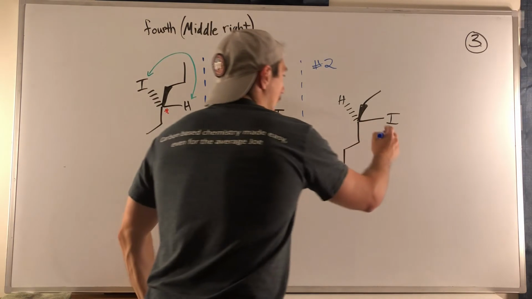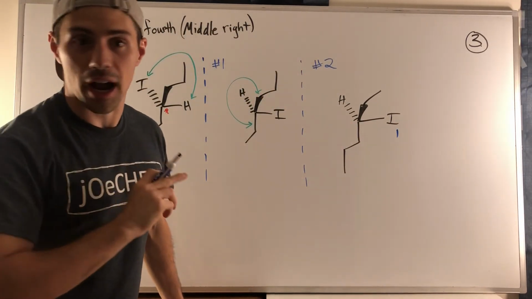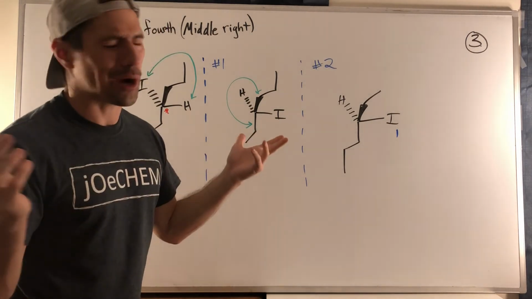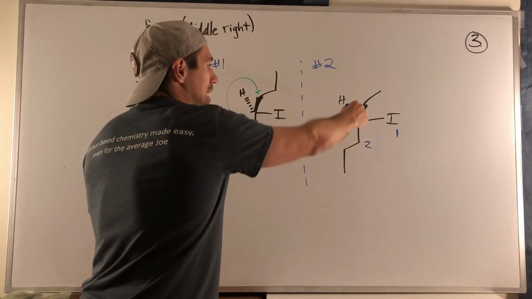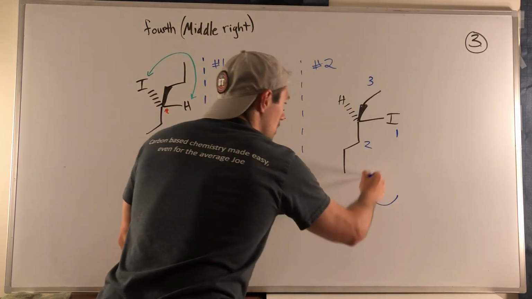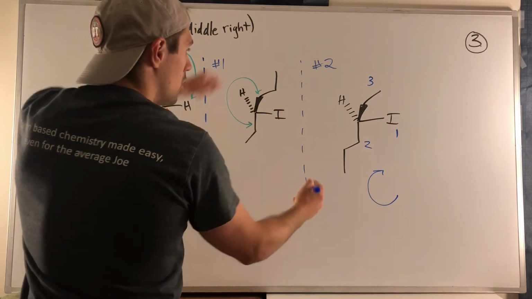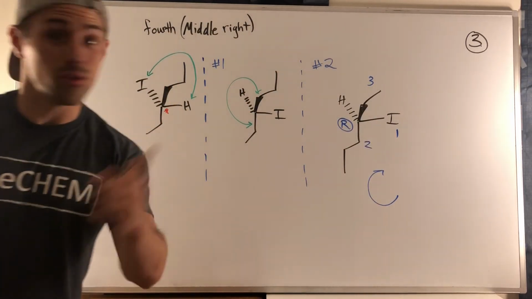So iodine, super giant, heavy, takes first prize in assigning priority. Then we have the propyl group because it will eventually beat out the ties it has with the ethyl group. Ethyl group comes in third. We take out our molecular steering wheel. We're going to the right. This stereocenter is R. And we're moving on.